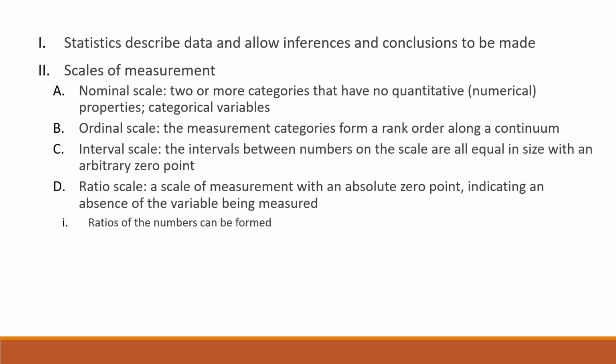And lastly, ratio scales refer to a scale of measurements with an absolute 0 point, which indicates an absence of the variable being measured. So if you think about how fast a car is going, a speed of 0 indicates that it's not going anywhere. Length, weight, time are all examples of this. And having a non-arbitrary 0 point allows for ratios of the numbers to be formed. You can know that 100 pounds is twice as much as 50 because you know what 0 is. This really distinguishes ratio from interval scales because you cannot do this with an interval scale. 50 degrees is not twice as hot as 25 degrees when the 0 is essentially in a random place, making it arbitrary.